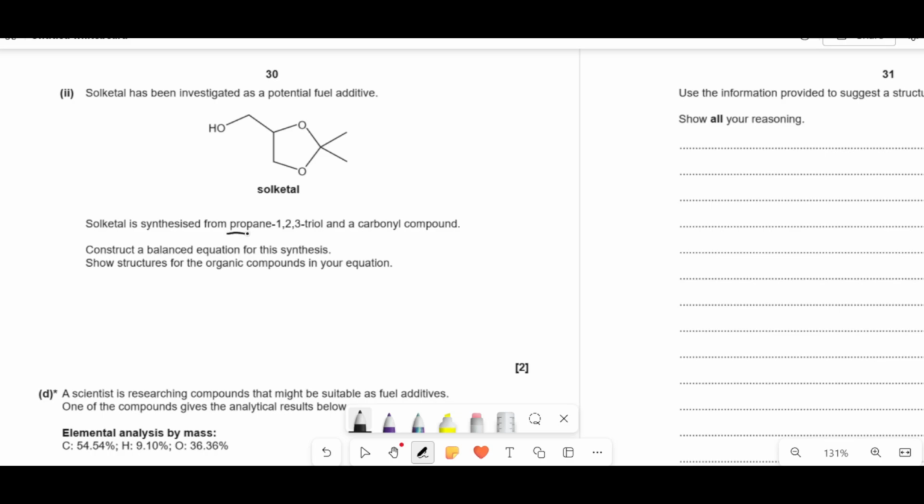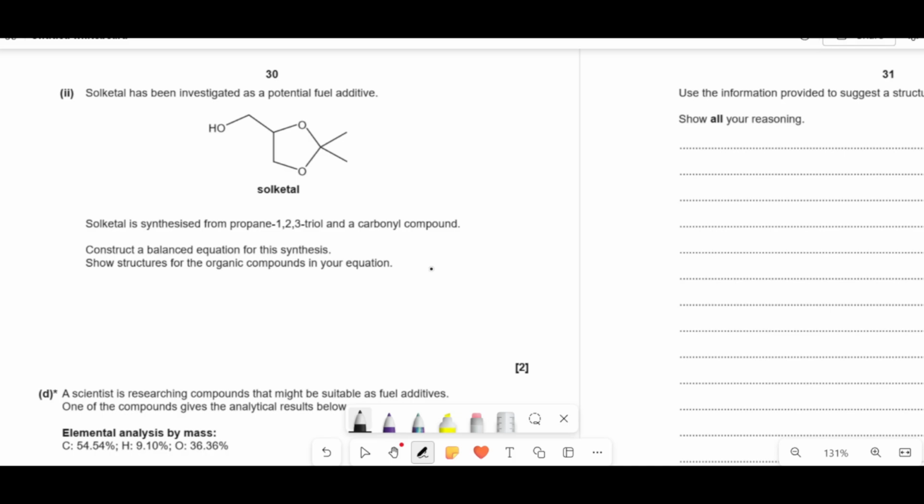So now it says Solketal has been investigated as a potential fuel additive. Solketal is synthesized from propane 1,2,3 triol and a carbonyl compound. Construct a balanced equation for this synthesis and then show structures for the organic compound. So you need to use what they've given you in the question to figure out what mysterious thing they've made is, because sometimes it isn't clear cut what they'll give you. Your idea is to be able to derive what it could be.